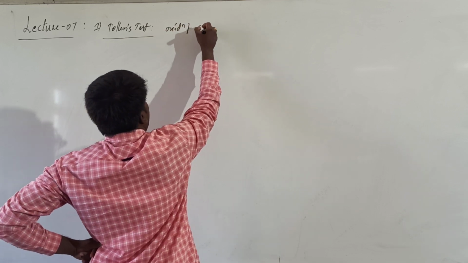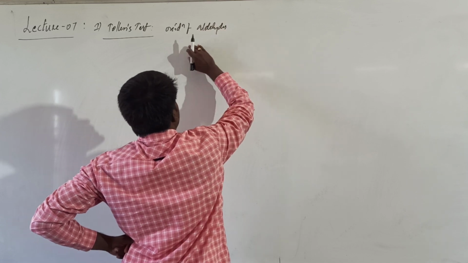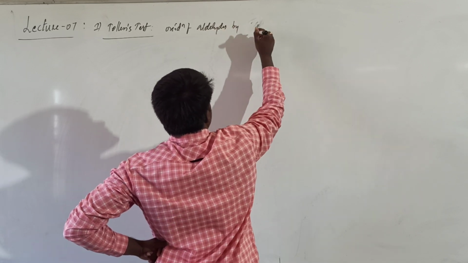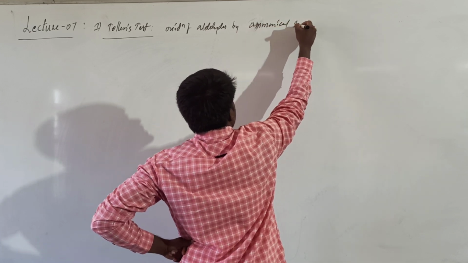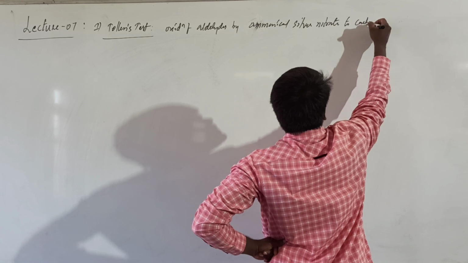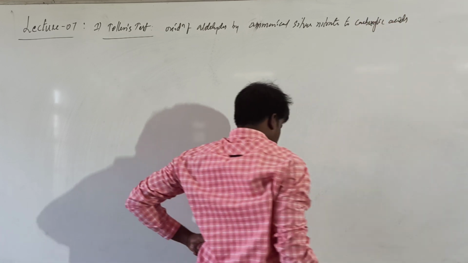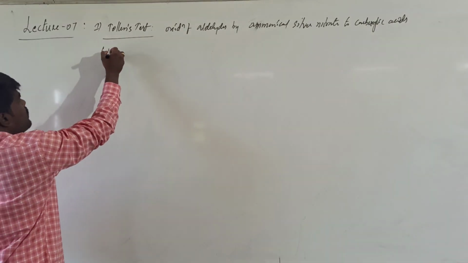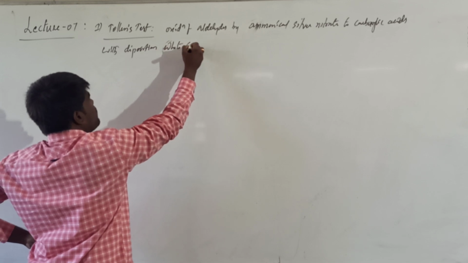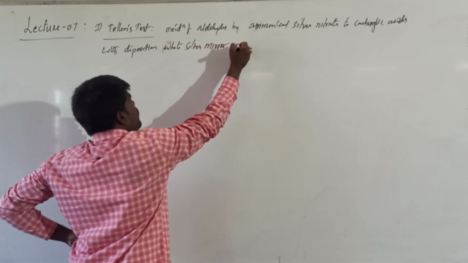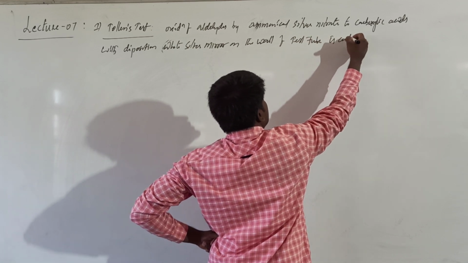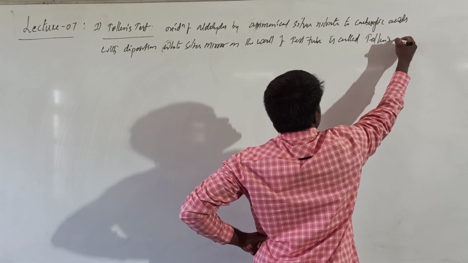The oxidation of aldehydes, or we can say the reaction of aldehydes, by ammoniacal silver nitrate to carboxylic acids, with the deposition of a white silver mirror on the walls of the test tube, is called the Tollens test.